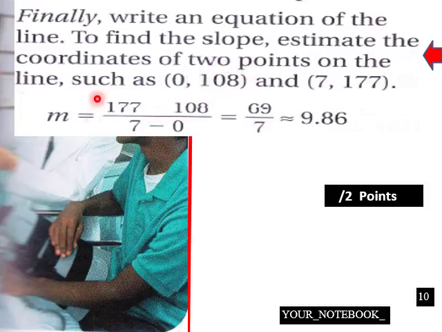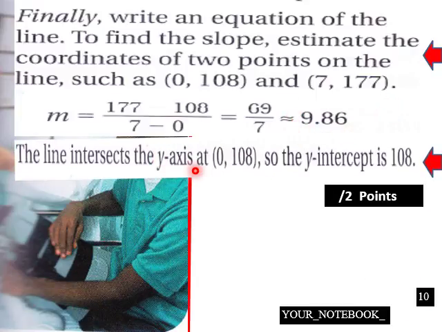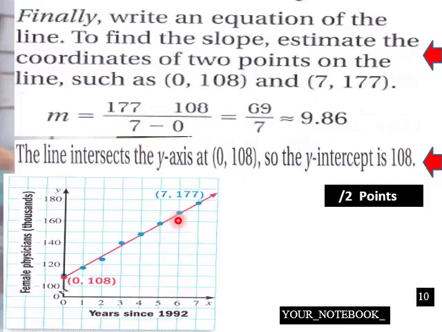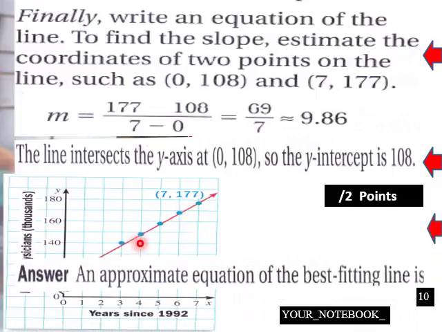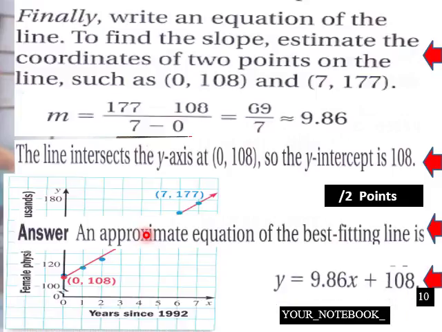So we pick 2 spots on our plot, which are (0, 108), the y-intercept, and then (7, 177). And then we figure our slope. It is a line, so any 2 points figured into our slope formula will give us a correct slope, which is 9.86. So there's our m. And then our b is 108, that's our y-intercept. So now we can write an equation. The approximate equation of the best fitting line would be y equals 9.86x plus 108.